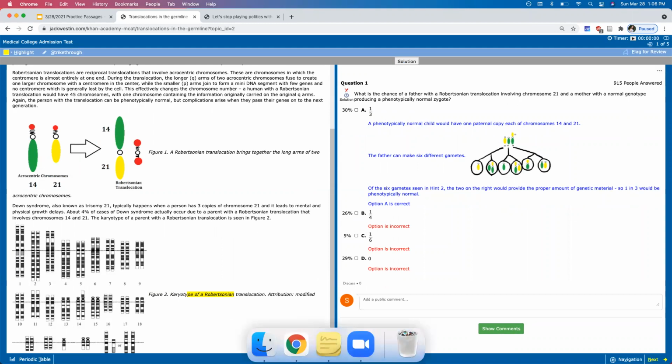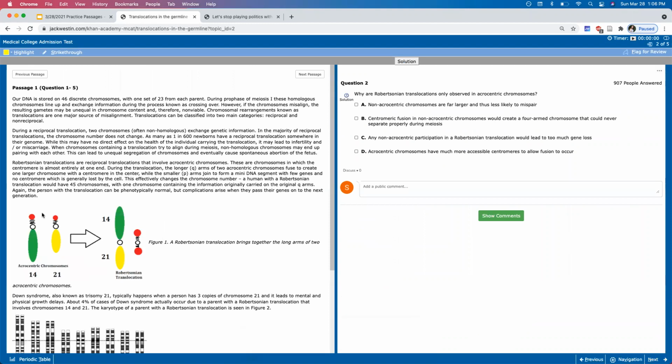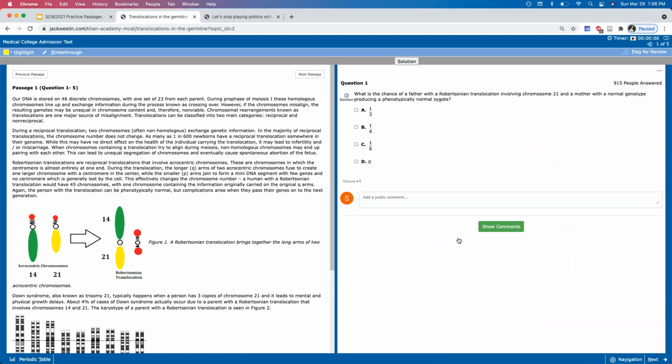Okay. Number 2, why are they only observed in, oh, sorry. Someone had a question. What are you confused on? Feel free to unmute yourself or type it out in the chat.